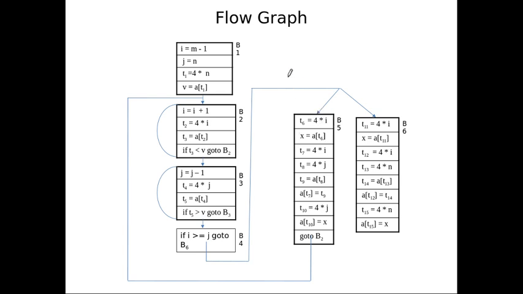Now observe block 5. Common sub-expression. What is the common sub-expression here? 4 into y, 4 into y. How many temporaries are assigned? In one case we assigned the temporary T6, and in one more case we assigned the temporary T7. Now you can remove T7 and you can use T6.